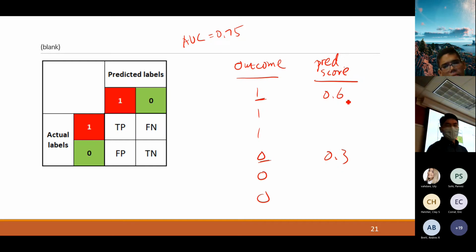But the AUC does not take into account whether this is 0.6 or 0.4. So in the case of 0.4, it's actually a false prediction. It's going to predict false negative. But as long as it's bigger than 0.3, it's counted as success in the case of AUC. So in case of AUC, this would be falling into the 3 out of 4 probability, right?